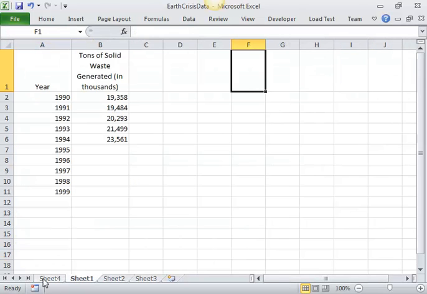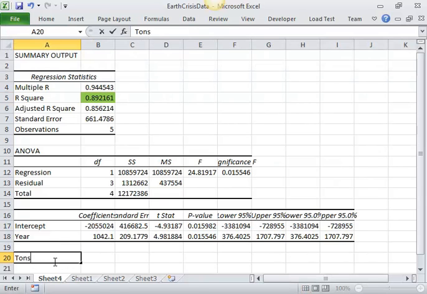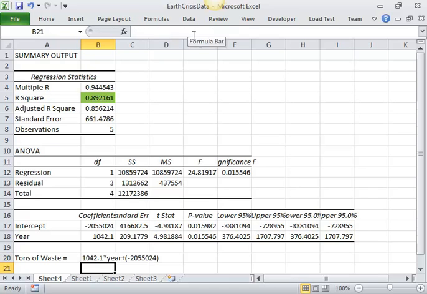what was the tons of waste? Tons of waste is equal to 1042.1 times the year plus negative 2,055,024. And so that is our equation.